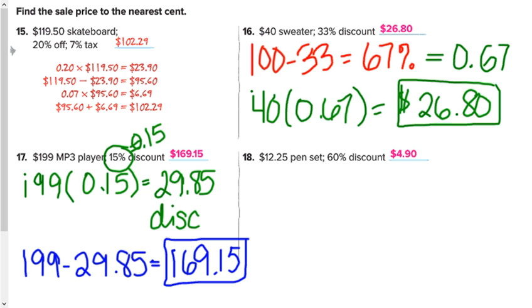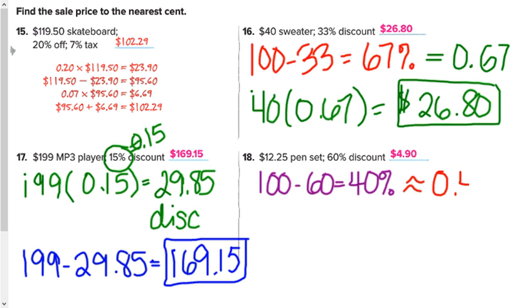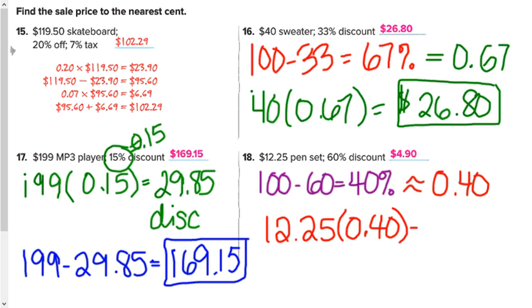All right, so for our next example, we've got a $12.25 pen at a 60% discount. I'm going to use method 2 for this. So 100% minus the 60% discount, that is a 40% that we're actually paying in price. And just so you remember, 40% or 40 over 100 is 0.40. So I'm going to go ahead and multiply $12.25 by 0.40. That's how much we're actually paying. And that's how we got $4.90.